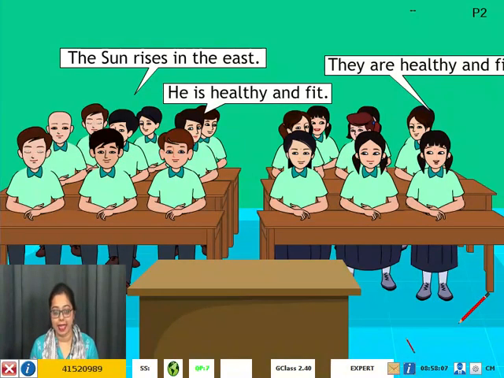I'll repeat once again. The first sentence is the sun rises in the east. This is a universal truth, or you can say general truth also. Point number two, the sentence number two is he is healthy and fit. And sentence number three is they are healthy and fit. Okay.